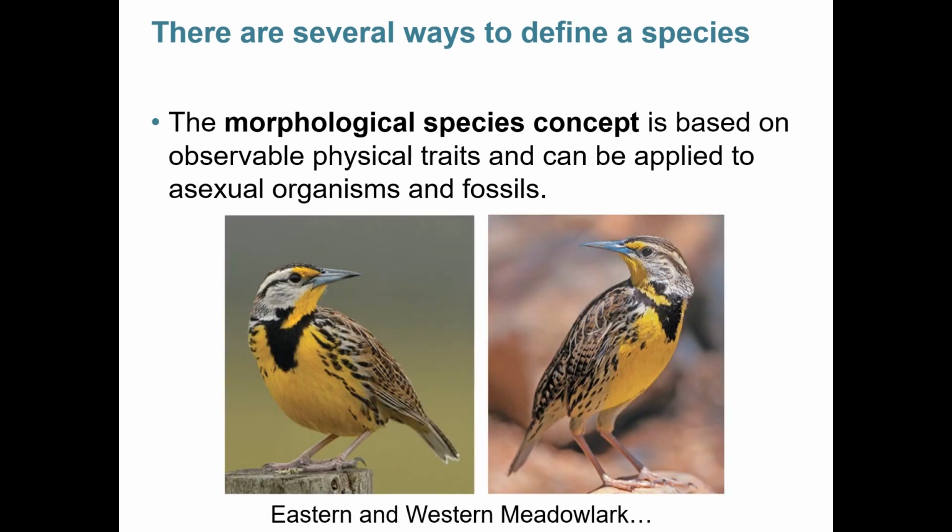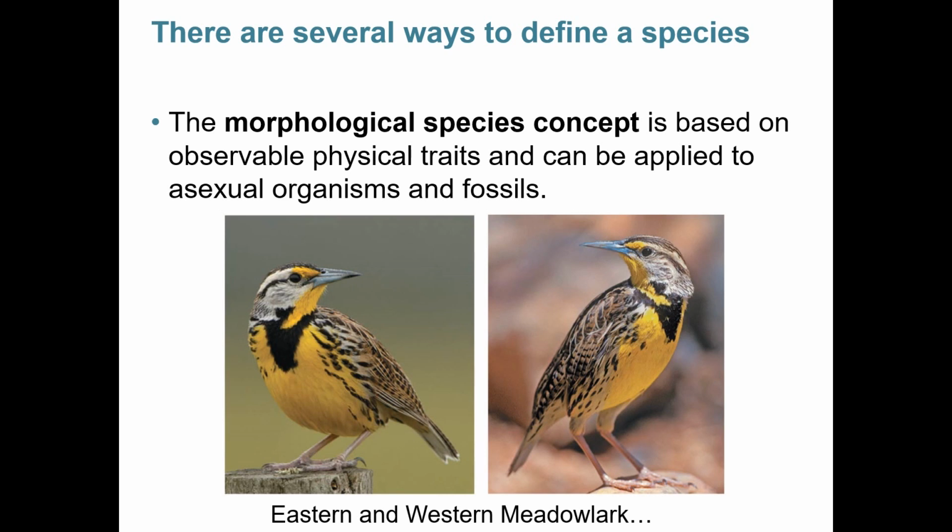For example, sometimes species look so similar to one another that by morphology we would probably not be able to tell them apart. In this example, you can see both an eastern and western meadowlark. The morphological species concept would consider them a single species, but they actually cannot produce viable offspring with each other, so the biological species concept would say that they are distinct species. So when things look too similar, sometimes the morphological species concept breaks down.